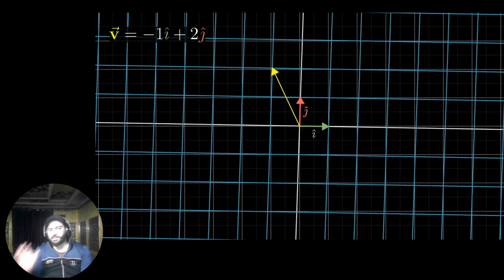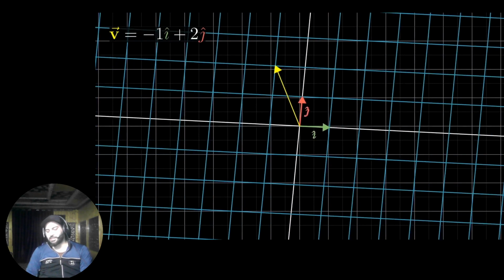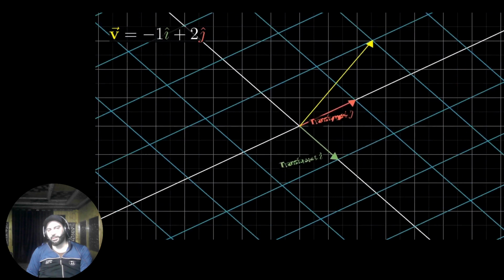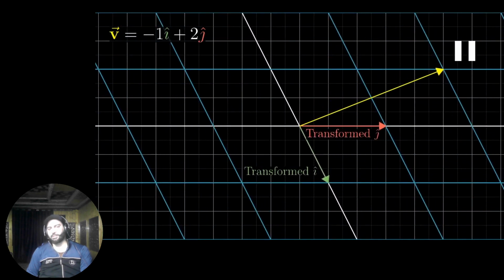So now we'll apply some transformation onto it. You are applying some transformation. Nice. So we now have this transformed i. All the vectors in the space got transformed. Here we have this transformed i, this transformed j, and this transformed vector v. So we did some transformation.